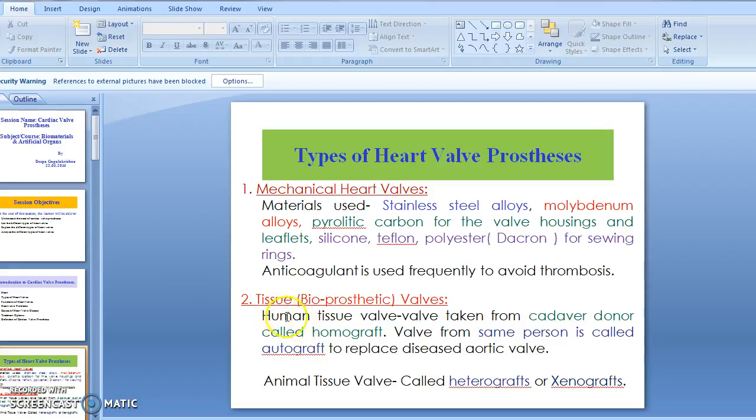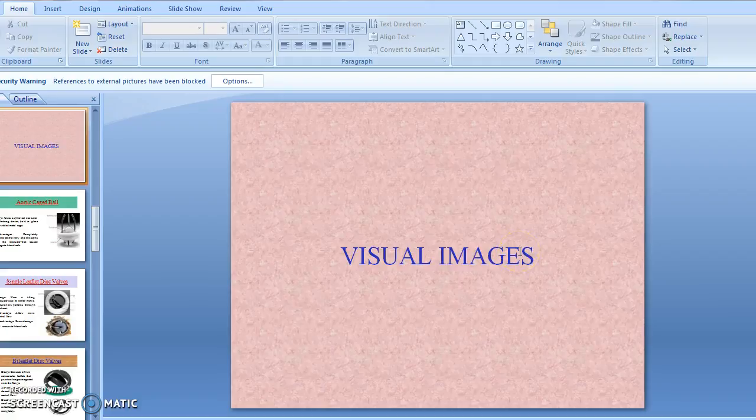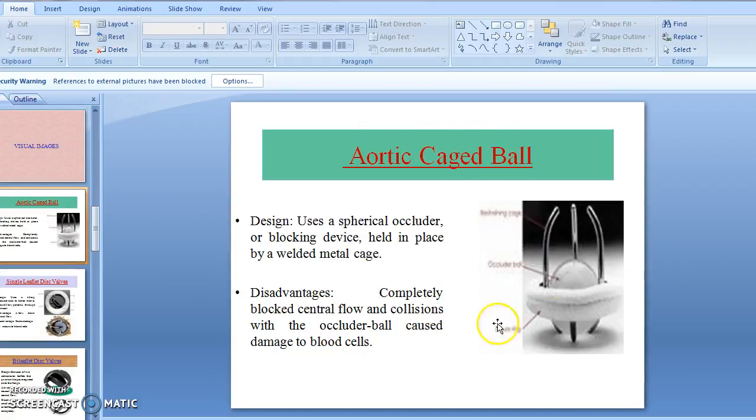The main materials used for the tissue walls are the tissues that are extracted from either the same species or from different species. If the tissue is extracted from the same species, it is called homograft, and if the tissue is extracted from the other species, it is called heterografts or xenografts. So let us look into the visual images of the different types of walls.